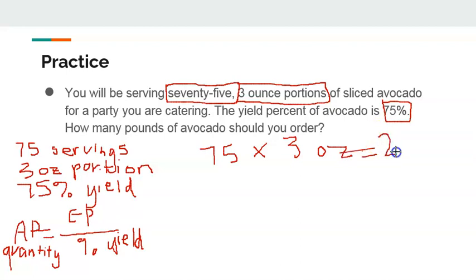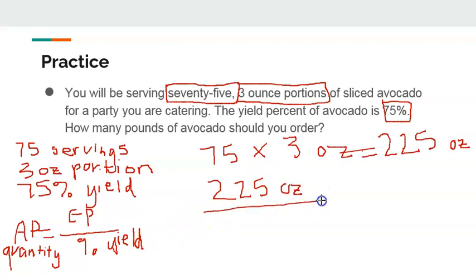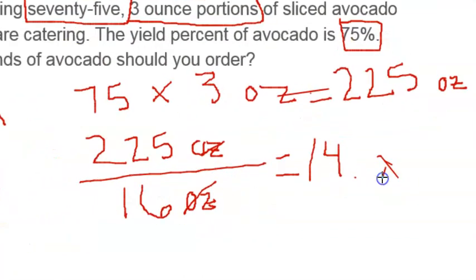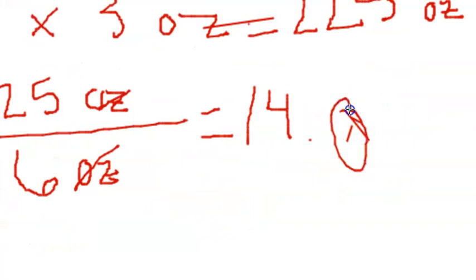And then we need to convert this to pounds. So in order to do that, we take 225 ounces, we divide that into 16 ounces because we know there's 16 ounces in a pound. And so our ounces cancel each other out, and that gives us 14.0625. So now we take our 14.0625 pounds and plug it in to our formula.